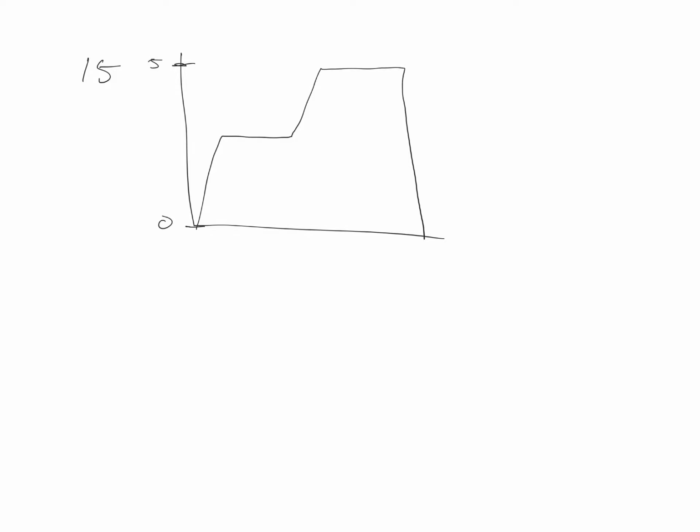Question 15 shows the following graph. This is 5 miles here and 0 miles here. Now it says that Tara rode her bicycle, etc. How many total miles did she ride her bicycle? Well, if she started at 0 and she rode to here and then to here and then back to here, she rode a total of 5 plus 5 miles, which is 10 miles.